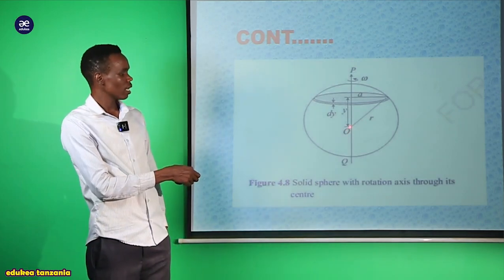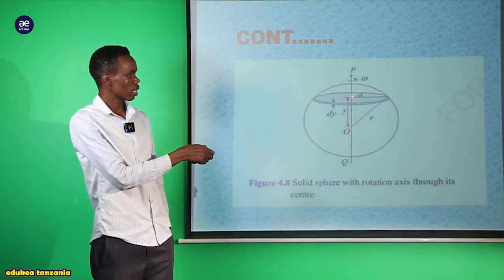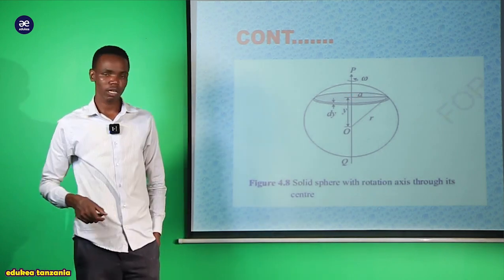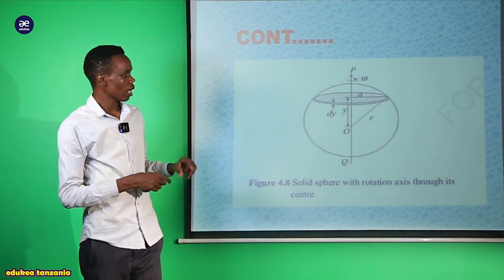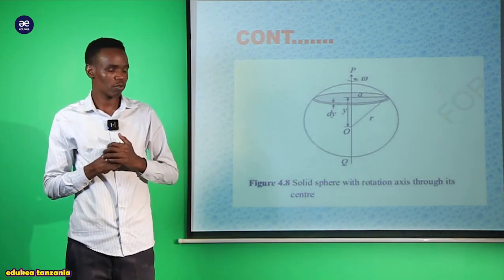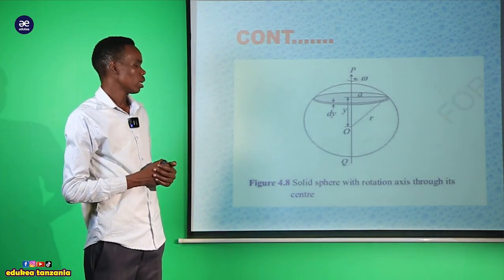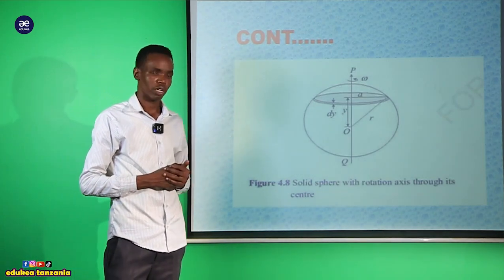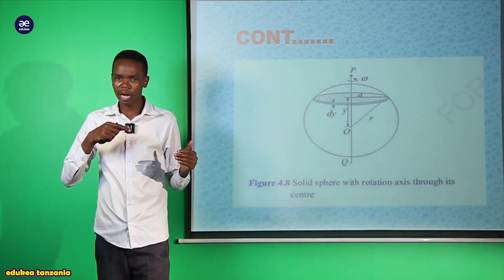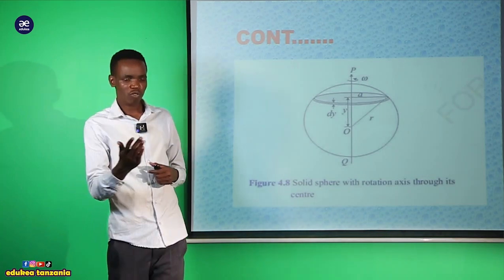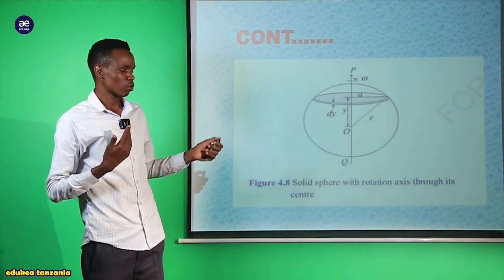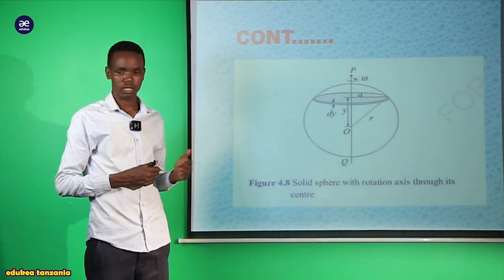But the distance from the center up to the point where the center of the elemental disk must be given equals y. The elemental disk contains the small change dy, as we observe here. We see the direction of the angular velocity, that the sphere is trying to rotate perpendicular to the axis PQ through its center.